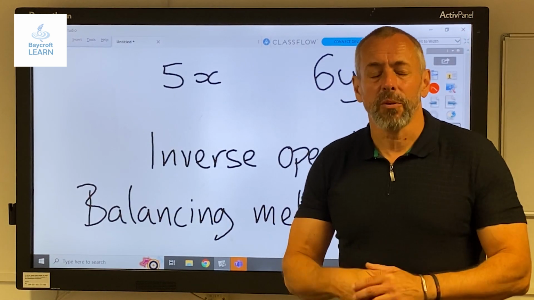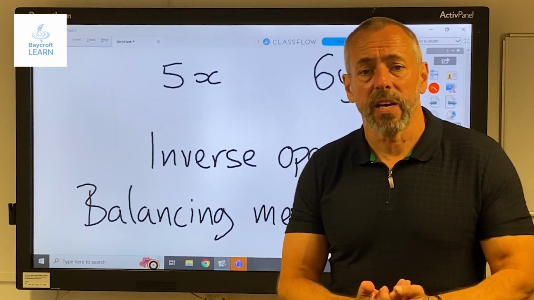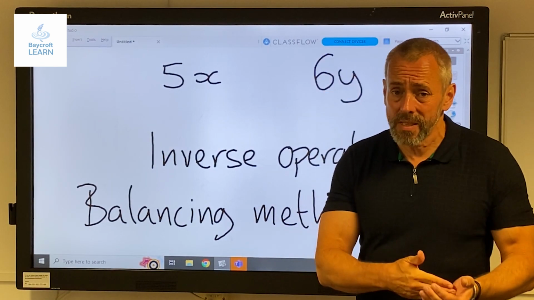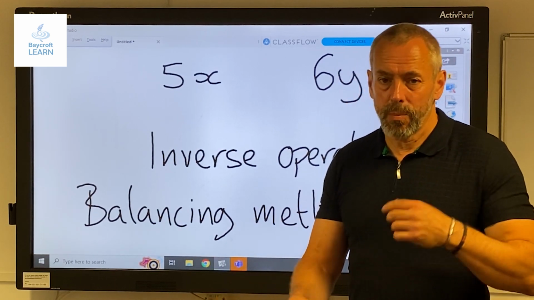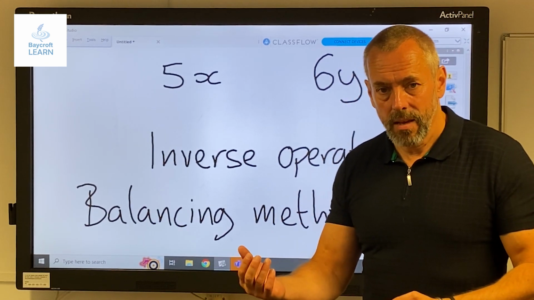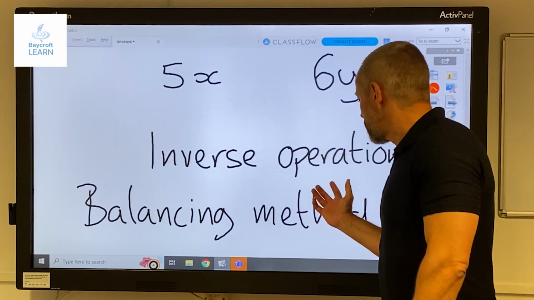Inverse operations, I'm going to be talking about inverse operations as we go through. Inverse just means the opposite. We've covered this a few times. So the opposite of add is take away, the opposite of multiply is divide. Okay, that's all inverse operations means.